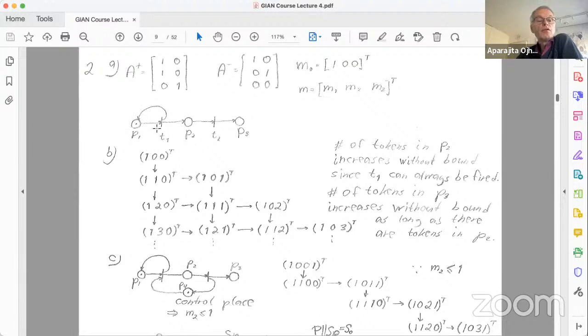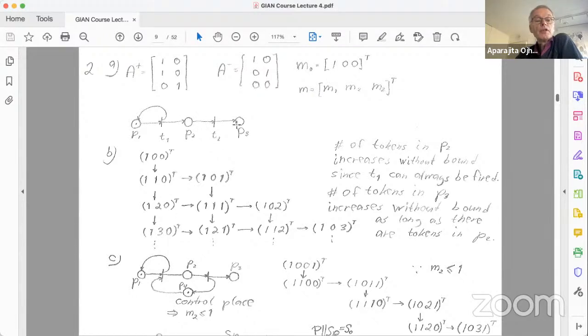Because in T1, you take the token from P1, but you give it back. So it's this kind of self loop. But T1, when it's executed, you can get a token in P2, and that can continue forever. So that's why, if we go downward here, you get first 1 token, then 2 tokens, and 3 tokens, etc.